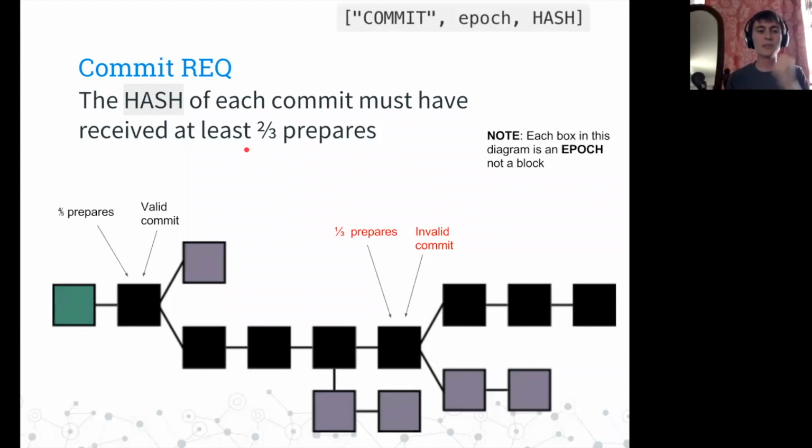Next, we have the commit requirement. The commit requirement is the stamp of approval saying, from the validators, I know that I've seen 2/3 or more other validators prepare on this epoch. So here we have the 4/5 prepares. If I'm a validator, I can commit here. This is totally valid. However, if this is 1/3 prepares and I commit here, that is invalid. And when I say invalid, that means that I violated a slashing condition.